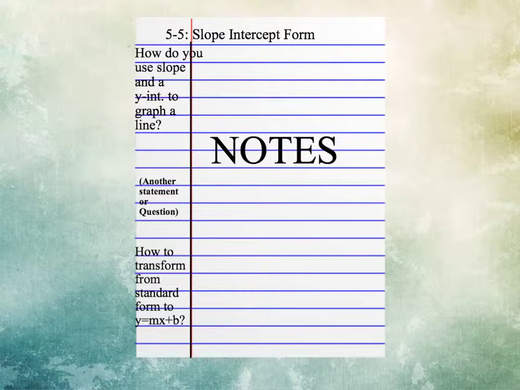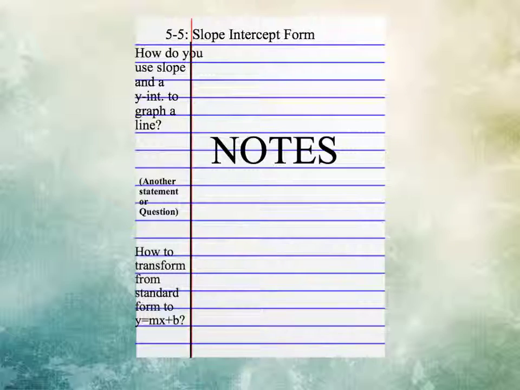Your piece of paper that you're going to use to take notes for this video should look like this. You should have 5-5 slope-intercept form up top. The first video that you're watching right now is how do you use slope and a y-intercept to graph a line, which is your first video that you're going to be creating notes for on the right-hand side. You need to add another statement or question on your own. And here's your second video after this one, how to transform from standard form to y equals mx plus b.